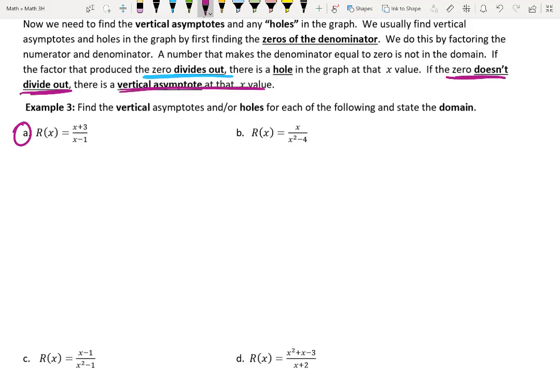A vertical asymptote, a vertical line of any kind, will be x equals some number. And what makes my denominator equal to 0 is a positive 1. So x equals positive 1 is a vertical asymptote.